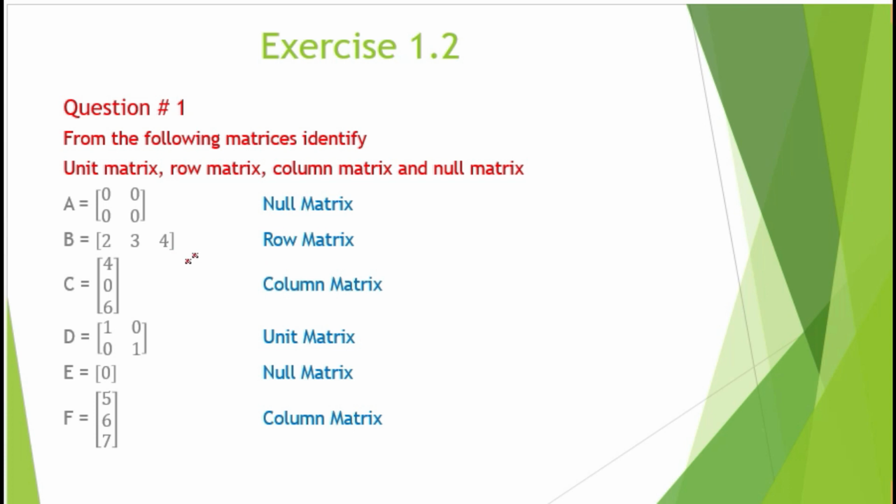Next is a column matrix. A column matrix has only one column. So here C and F have only one column, then both are column matrices. And in null matrices all the entries are equal to 0. So here in matrix A and E all entries are 0. Therefore these are null matrices.